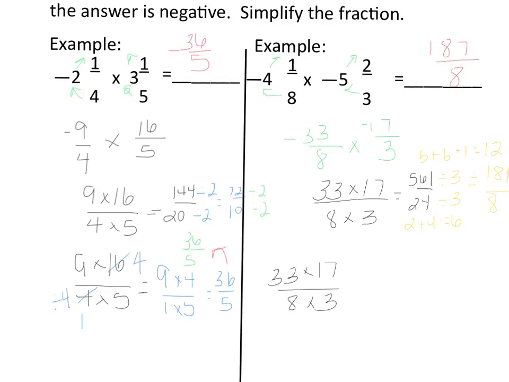If we went about doing this cross-simplifying, we could say that we could simplify by 3 because 3 goes into 3 one time and 3 goes into 33 11 times. Now we're just left multiplying 11 times 17, which is a little less scary than the 33 times 17, and then we have 8 times 1, which is 8. And once again, we end up with the same answer, so we can go about it either way. That is how you multiply positive and negative mixed numbers.